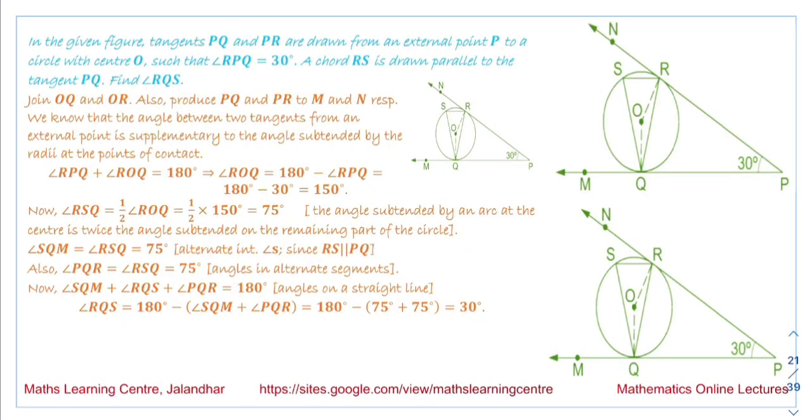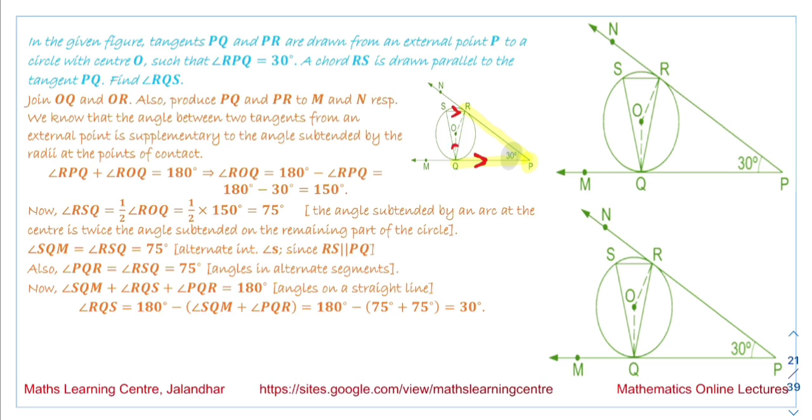In this question we are given that PQ and PR are the tangents drawn from the point P, and this angle at P is given to be 30 degrees. Now a chord SR is drawn parallel to PQ. These two lines are given to be parallel to each other, and we have to calculate the angle RQS.